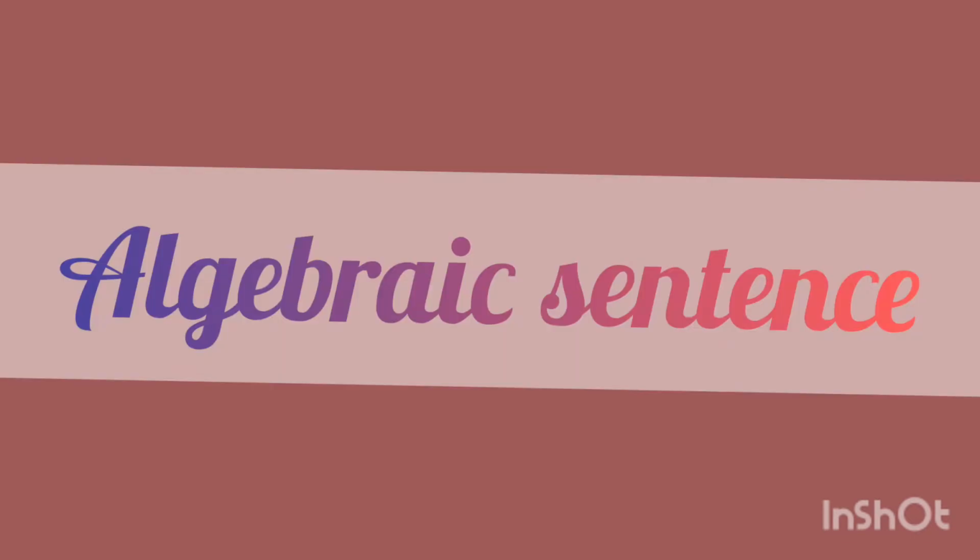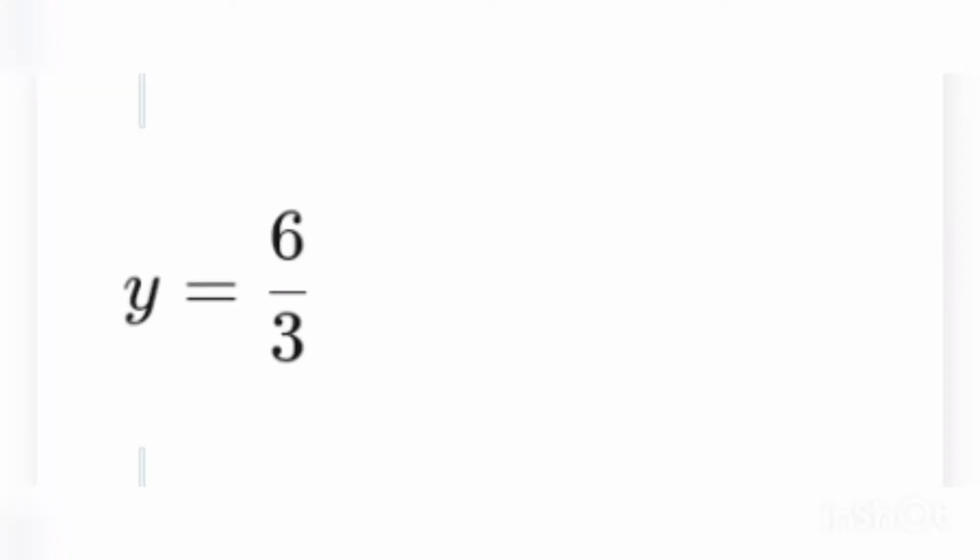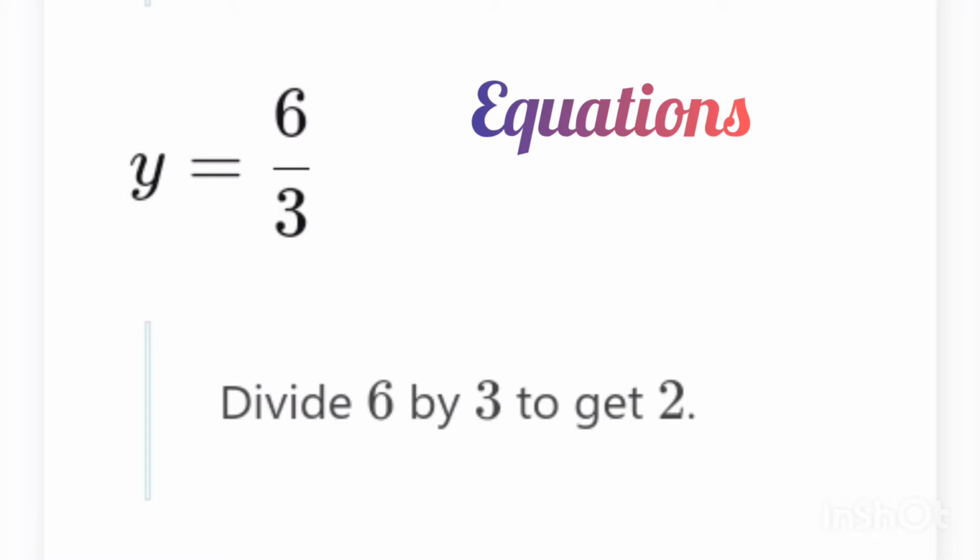An algebraic sentence is a combination of an algebraic expression and relation signs: equal mark, plus, minus, greater than, less than, greater than or equal to, not equal to. An algebraic sentence that says two algebraic expressions are equal is called an equation. For example, y plus 8 is equal to 15, y is equal to 6 by 3, and so on. To solve them, we have to perform different steps, like y is equal to 6 by 3 can be solved by cutting.